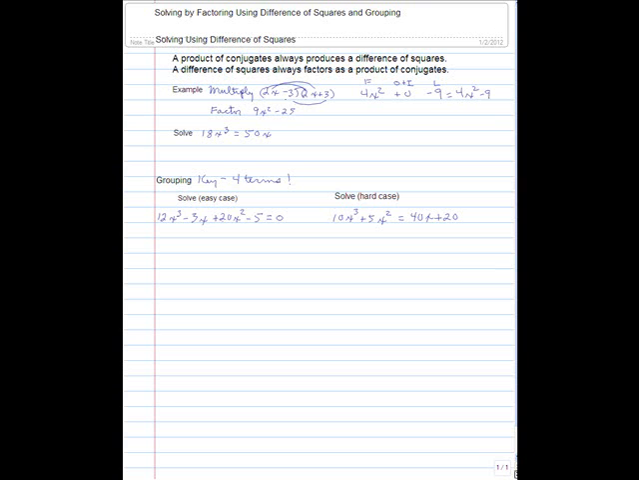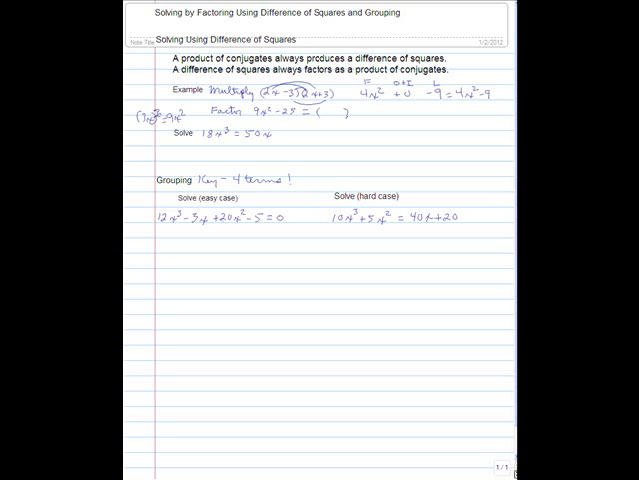When you multiply together a product of conjugates, you always get a difference of squares, so there is no center term. Now, to factor a difference of squares, this is a difference of squares because 25 is a square, and 9x squared is 3x squared. So that's a perfect square. And so this is a difference of squares, and it will factor as a product of conjugates. Difference of squares always factors as a product of conjugates.